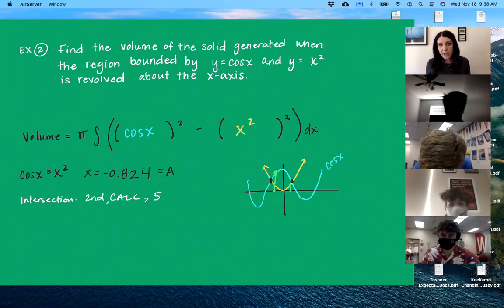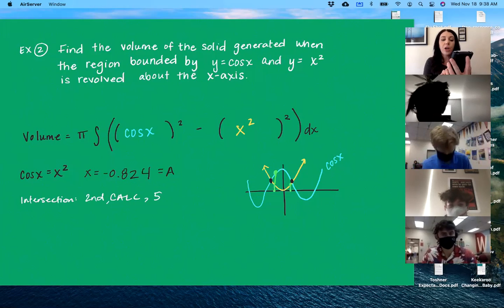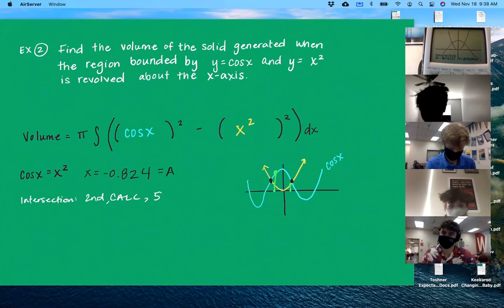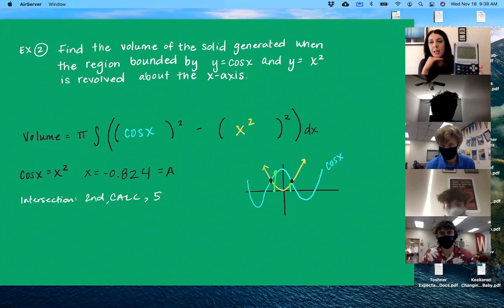Okay, now let's practice storing it again. So this time we're going to go from this screen. Does anybody need help getting to this screen? Is everybody here, hopefully?